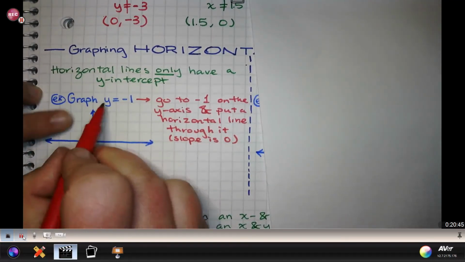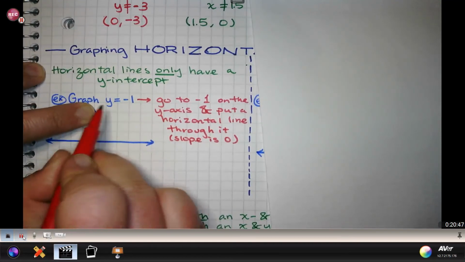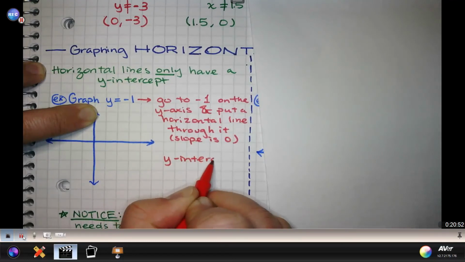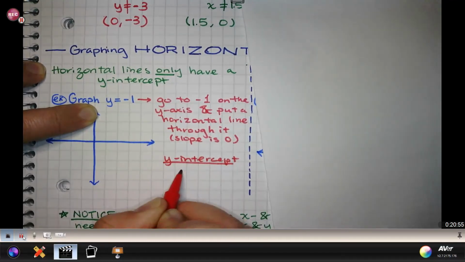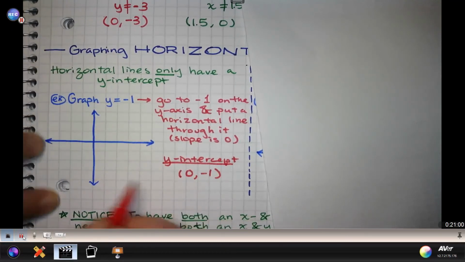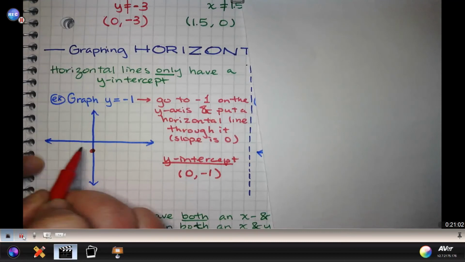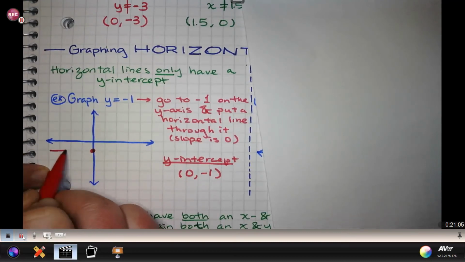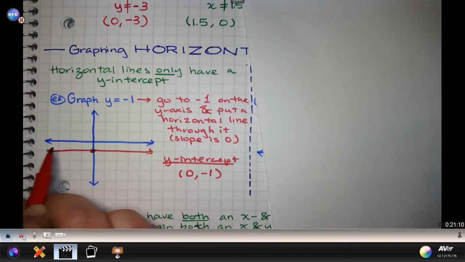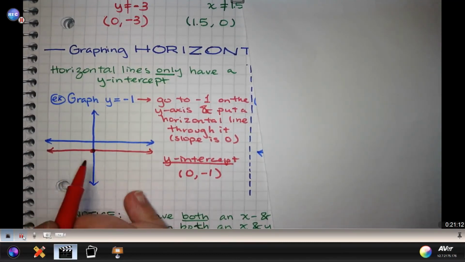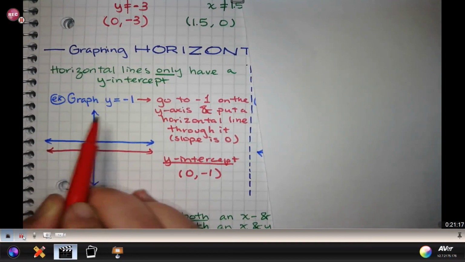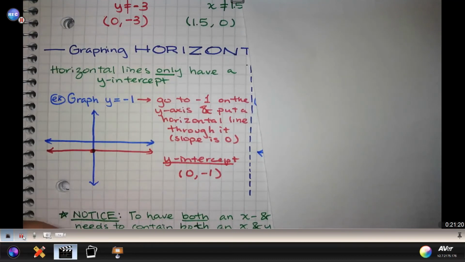Okay, so it's y equals -1, so it's only going to have a y-intercept of 0 on the x value, -1 for the y value. So 0, -1. Then it cannot have an x-intercept, it's just a horizontal line. So notice how I put it all the way across and I'm putting arrows. So it runs parallel to the x-axis, which is kind of weird. But if it tells you y equals a number, go to that number on the y-axis and then put a horizontal line because it cannot touch the x-axis.